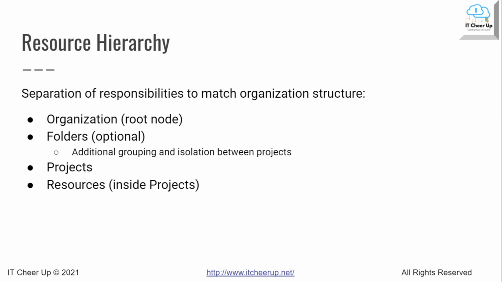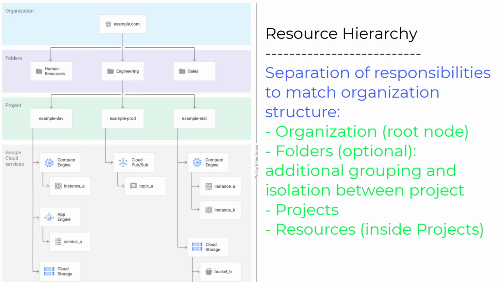GCP resources are organized hierarchically. In this sample resource hierarchy, the organization node is the root node in the hierarchy. The projects are the children of the organization, and the other resources are the children of the projects. Each resource has exactly one parent. The folders level is optional for additional grouping and isolating between the projects.